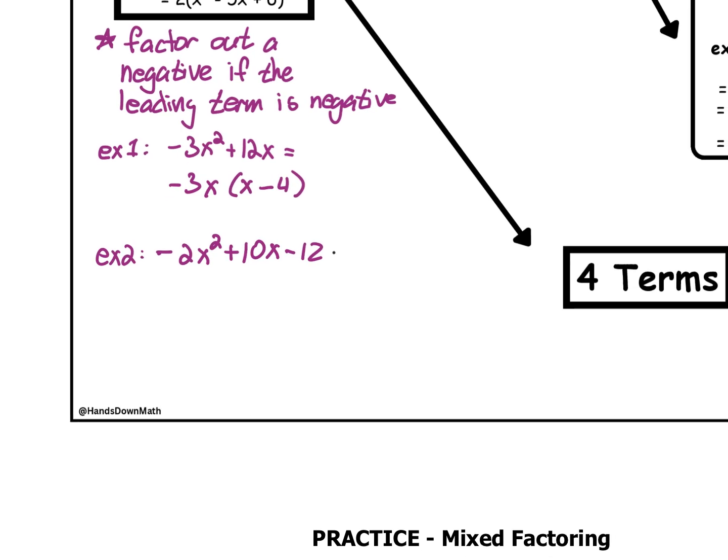Same thing with a trinomial. If we have a negative 2 out front, or even if we just have a negative and it's just a negative 1, go ahead and factor out that negative at the beginning.